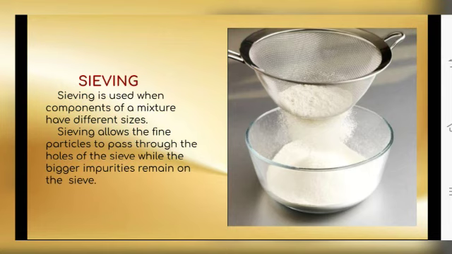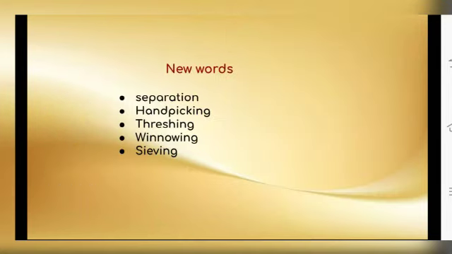This method of separating components of a mixture is called winnowing. Winnowing is used to separate heavier and lighter components of a mixture by wind or by blowing air. Winnowing is commonly used by farmers to separate lighter husk particles from heavier seeds of grain.